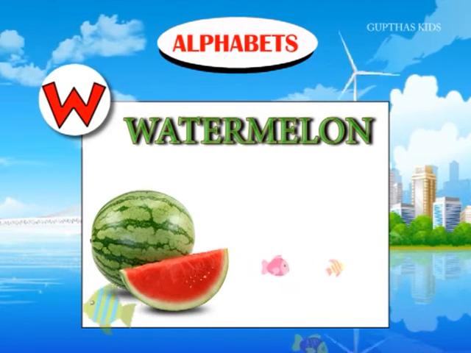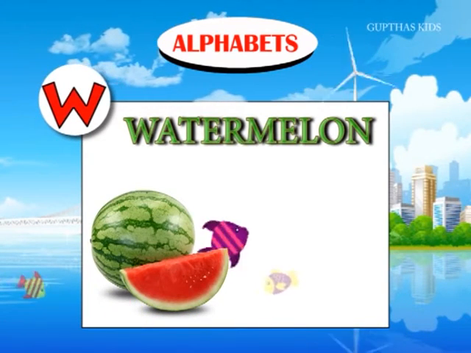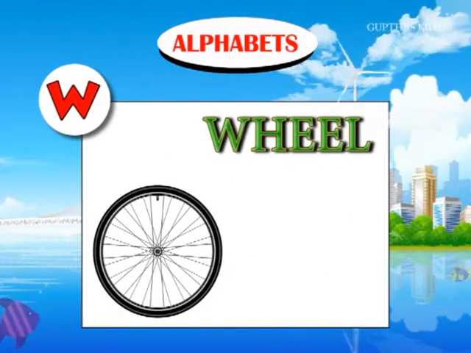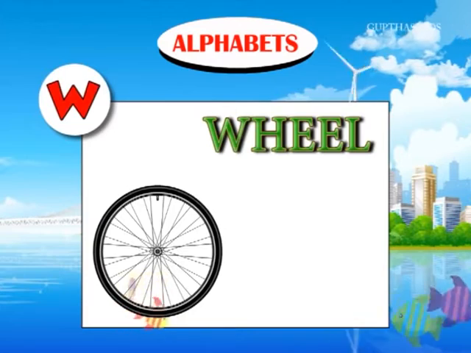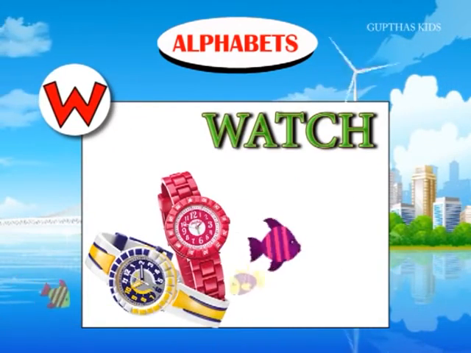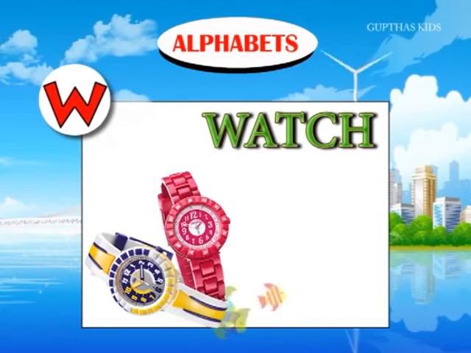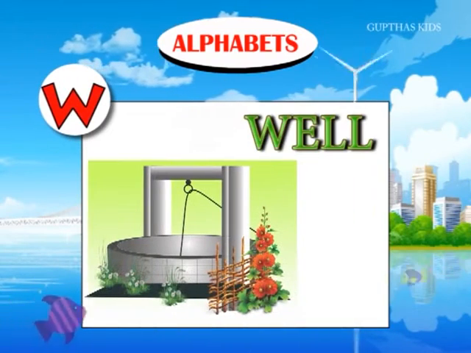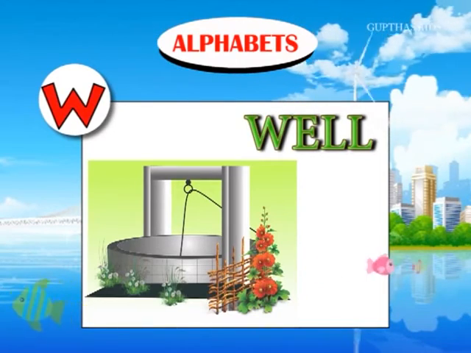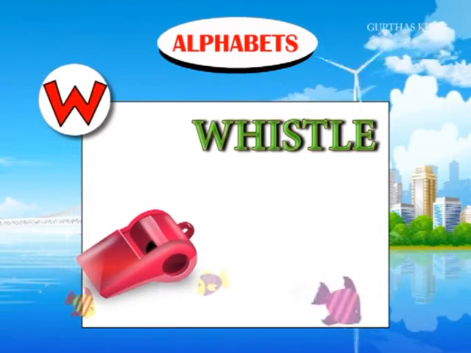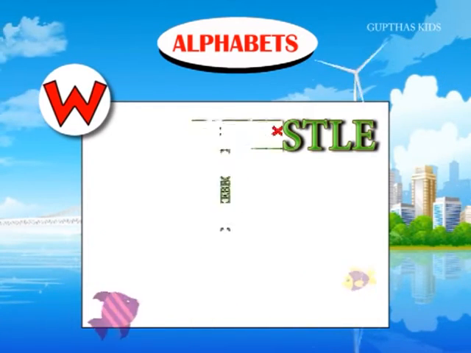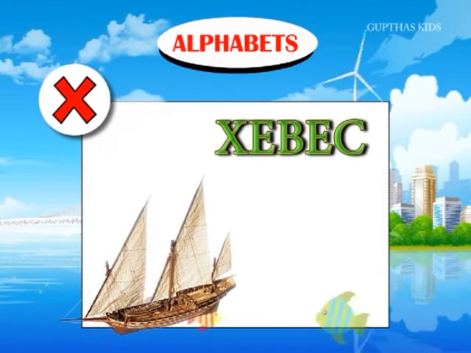W for watermelon. W for wheel. W for watch. W for well. W for whistle. X for zebic.